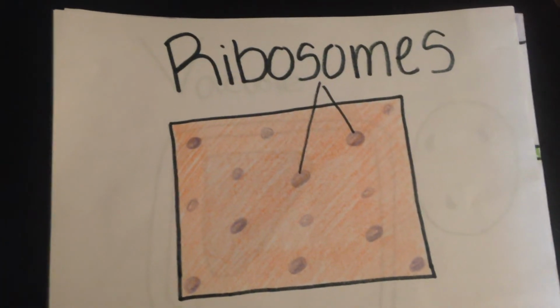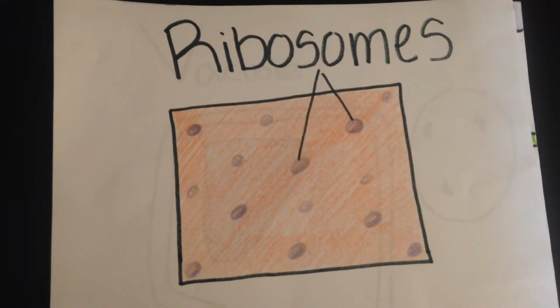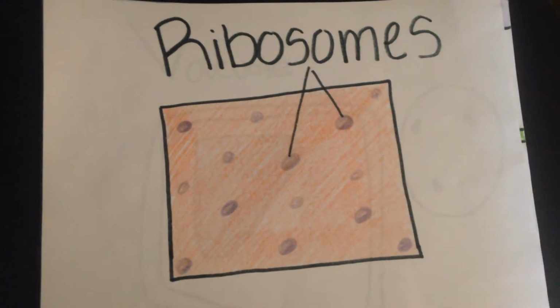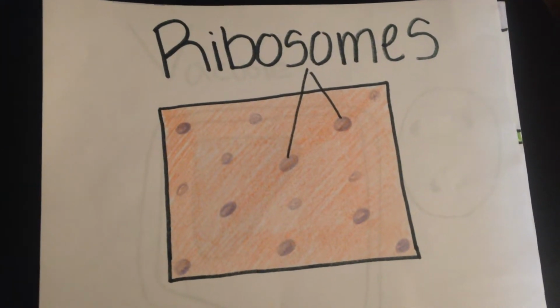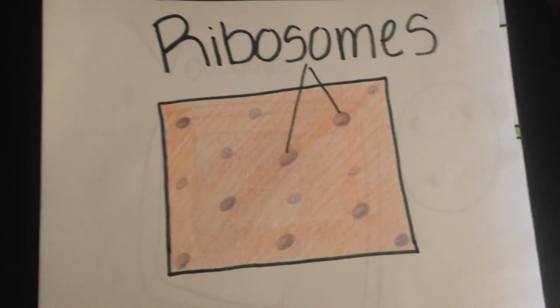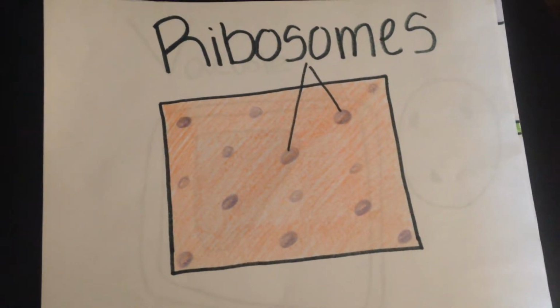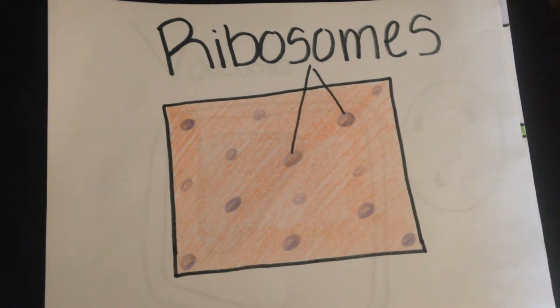Also, in both kinds of cells, there are ribosomes. Ribosomes make proteins that might be used as enzymes or might be used as support for cell functions. Ribosomes make proteins by connecting amino acids together. They can be found in the cytoplasm of the cell or on the rough ER.